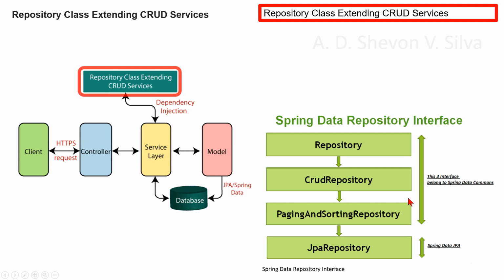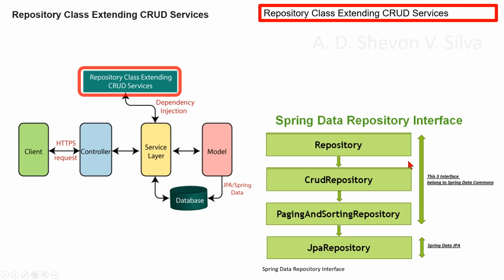CRUD repository works as a marker interface. JPA repository extends both CRUD repository and paging and sorting repository. In CRUD repository, to perform CRUD operations, define a repository extending CRUD repository. In JPA repository, to perform CRUD as well as batch operations, define a repository extending JPA repository.